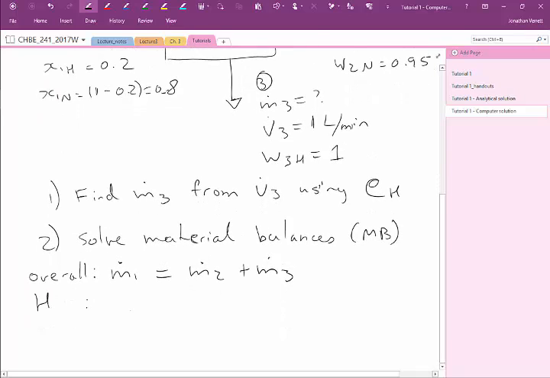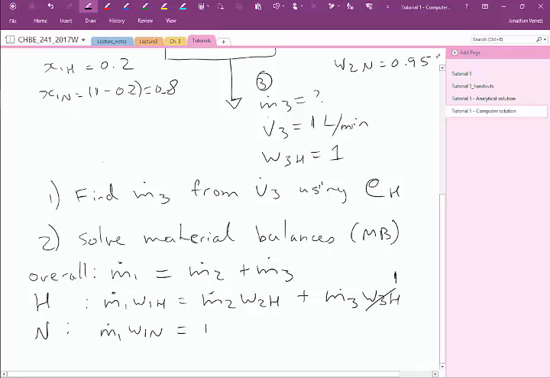And then for hexane, it's in stream 1, and that amount of hexane in stream 1 is going to be equal to the amount coming out in stream 2 plus the amount coming out in stream 3. This W3 hexane is just 1, so I can take it away. And then for nitrogen, it's going to be the mass of nitrogen in that first stream being equal to the mass of nitrogen in the second stream. So these are my three material balances, and I can use two of them to solve.